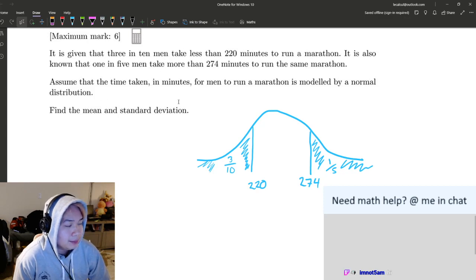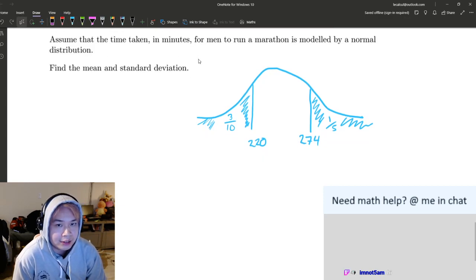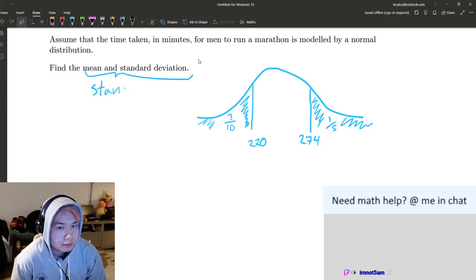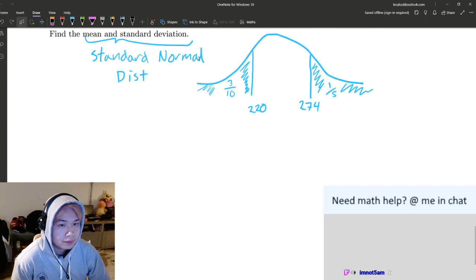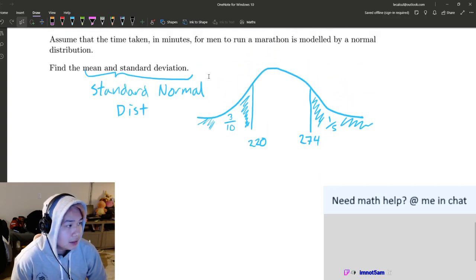And we want to find the mean and standard deviation, which are things that we don't know. And if you don't know these, then that means that we need to do a standard normal distribution. So we'll need to convert each one of these boundaries into a z-score.